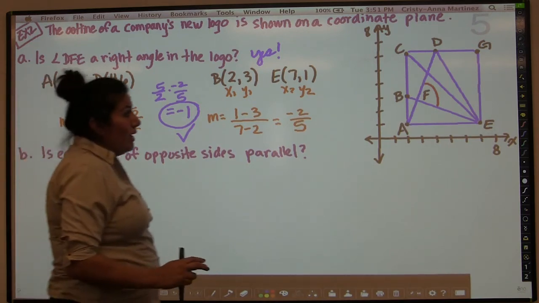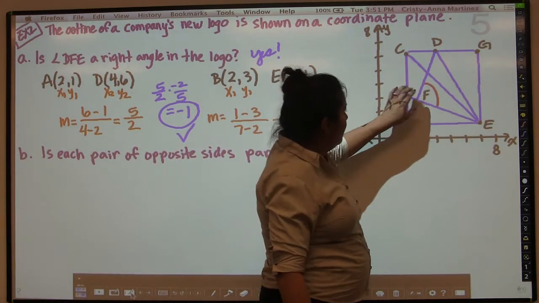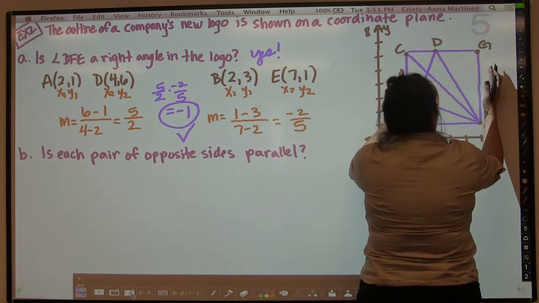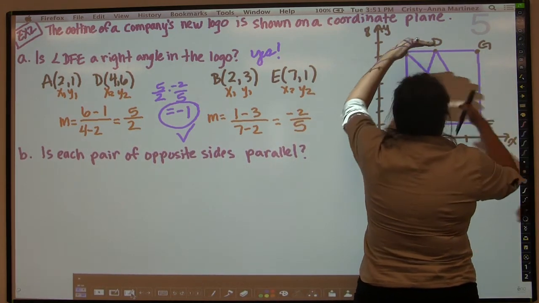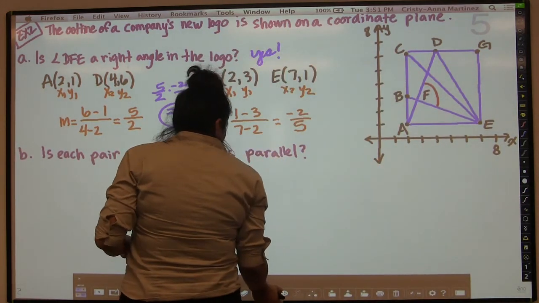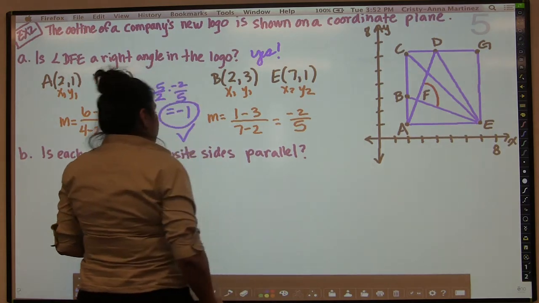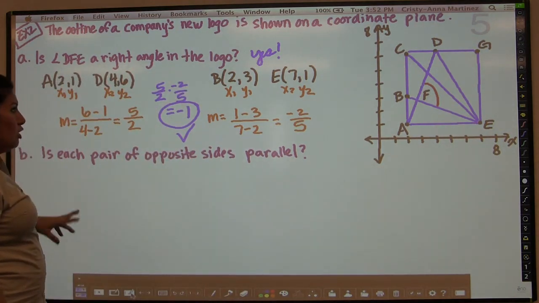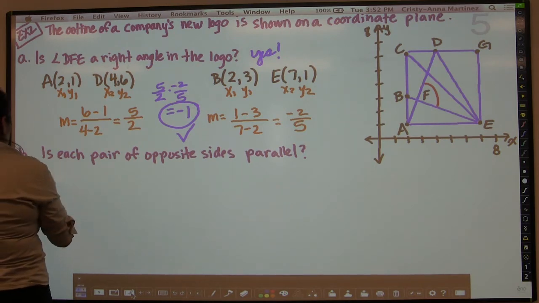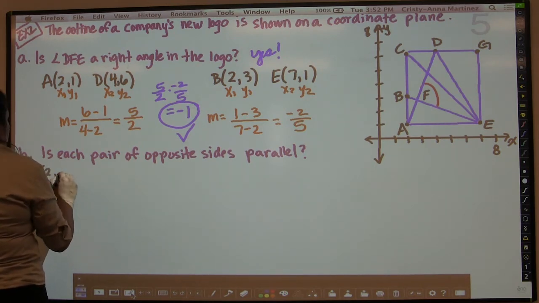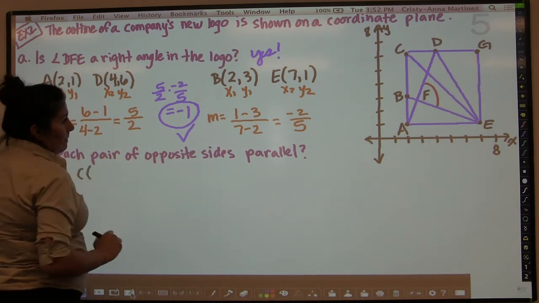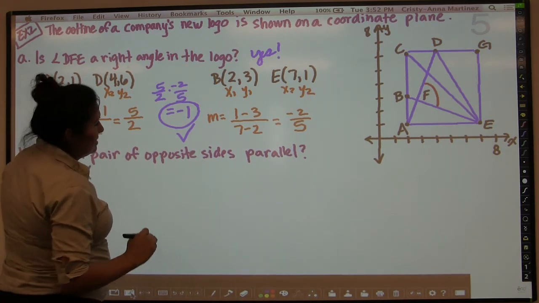So we have two pairs of opposite sides. We have the AC, there's one side, and EG, so we've got a pair of opposite sides there, and a pair of opposite sides there. And this time, we're looking to see if the slopes are the same. So we're going to start with point A again, because we need point A, but we also need point C. And point C is going to be 2, 6.